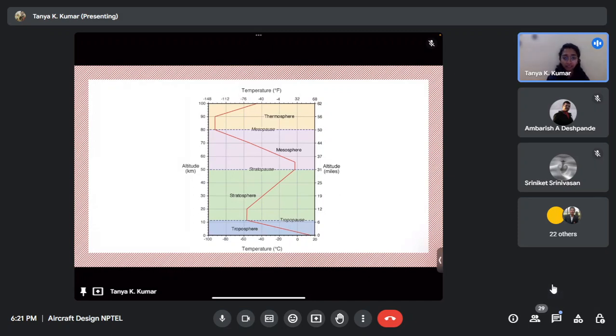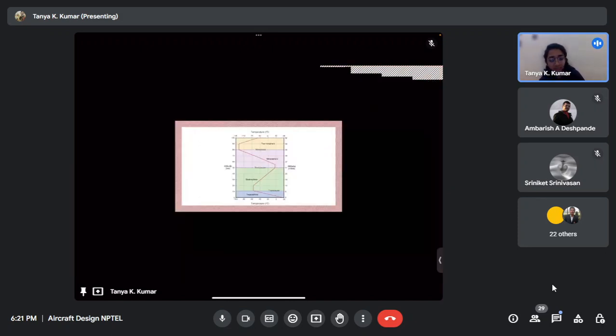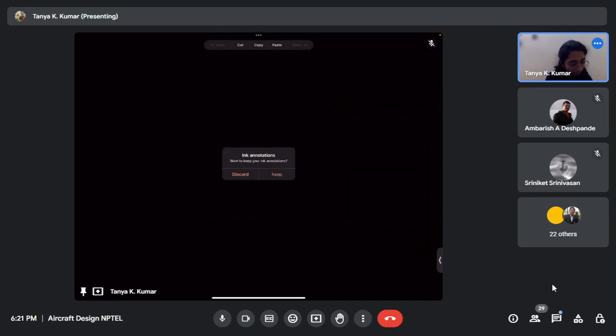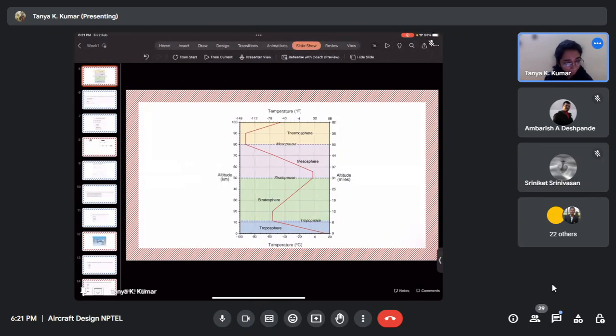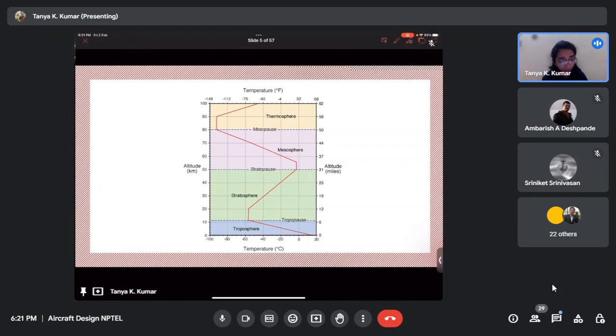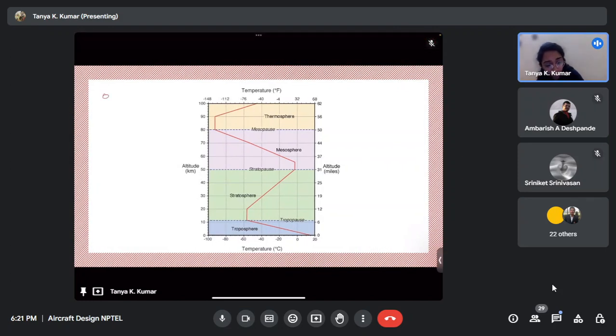Okay, so let's start here. This is a graph between the altitude and the temperature. We can see that the tropospheric limits are from 0 to 11 kilometers. There the graph reduces, right? The temperature reduces in that range.